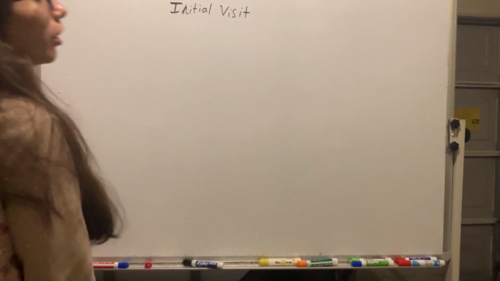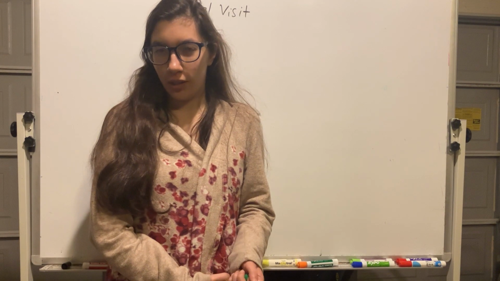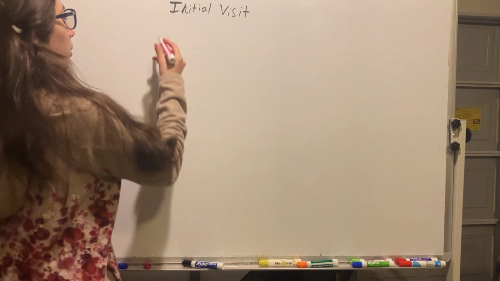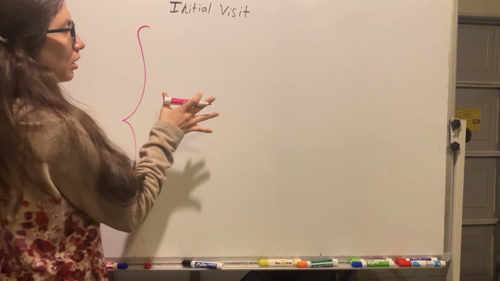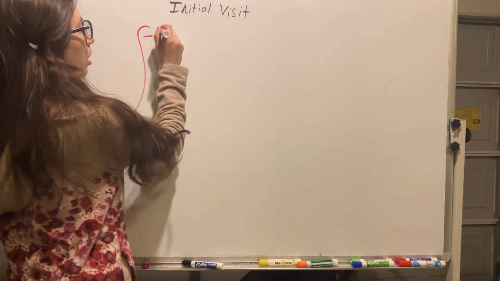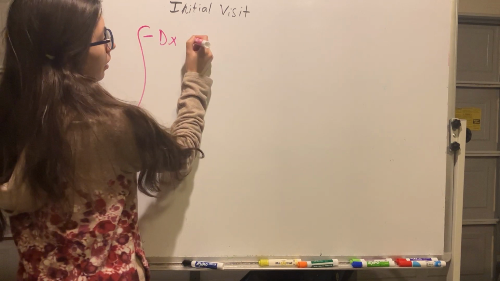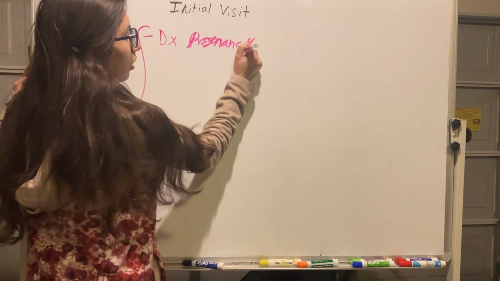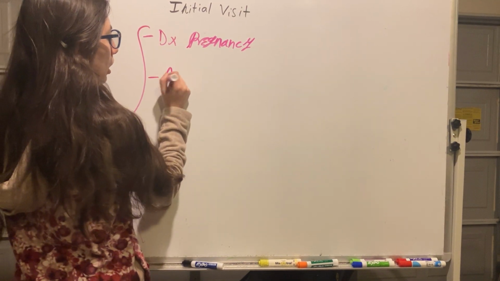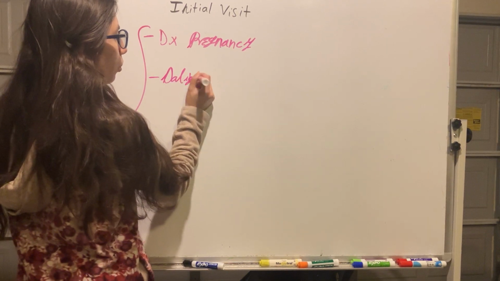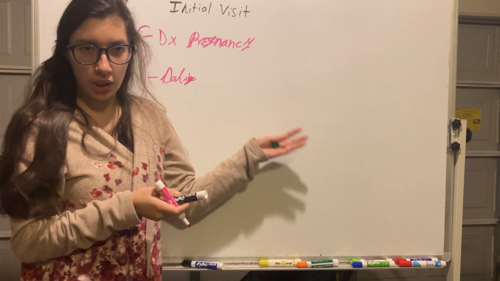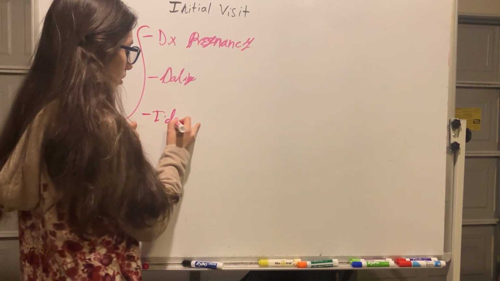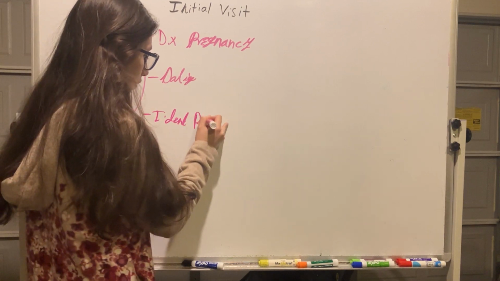Now we're going to see what we need to evaluate during the initial visit of a pregnant woman. What we need to evaluate is basically 5 things: diagnose if the patient is indeed pregnant, so we need to do the diagnosis of pregnancy. Then we want to know the dating, how many gestational weeks the patient is, and we want to identify risk factors.